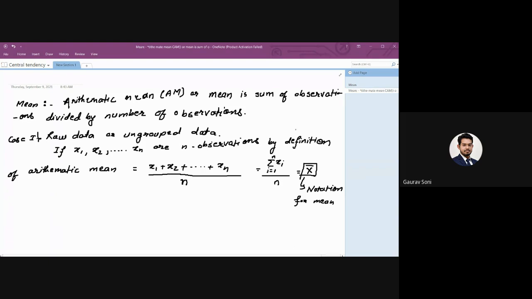The second type is the discrete frequency distribution.